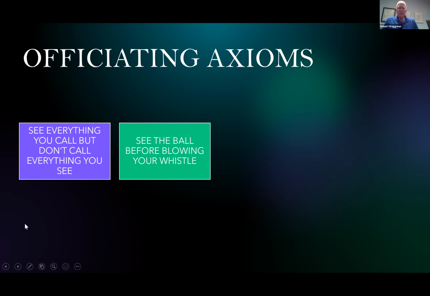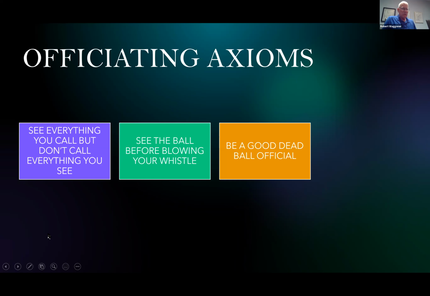So that's one piece. See the ball before blowing the whistle. You always need to know the status of the ball, regardless of what kind of foul you're calling. Is it a dead ball? Is it a live ball? Is the runner going to the ground? Is the runner going out of bounds? Is the ball in the air? There's so many things that the status of the ball will dictate to you whether or not it's even a foul to begin with, or whether it meets the standard of what that foul would be. Always be a good dead ball official. That's part of what we do.